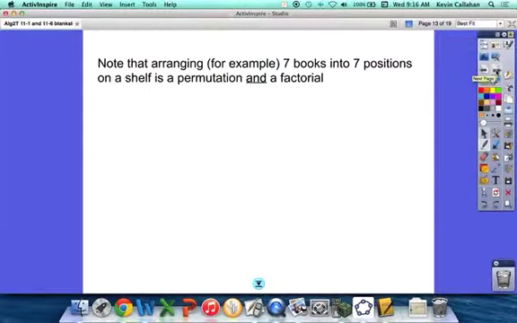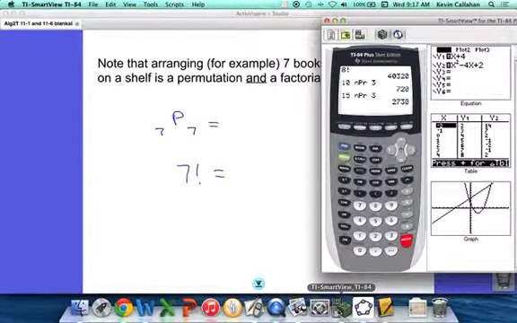Okay, note that what we did at the first with the factorial is also a permutation. If I say how many different ways can I arrange 7 books on a shelf, that's saying I'm drawing from 7 and I'm putting them into 7 positions. So that is like this, 7P7. Before when we did that, we did 7 factorial. See what you get if you do them both.